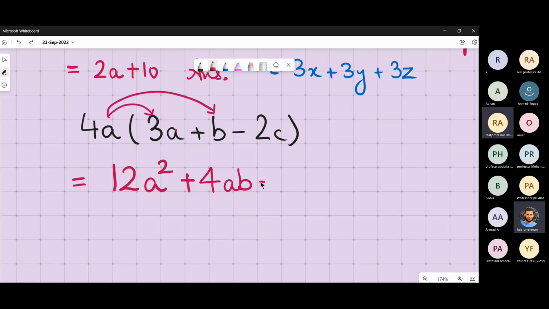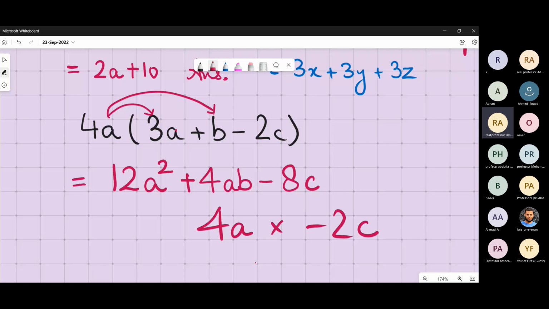Minus 8ac. Exactly. How minus 8ac? Because you are multiplying 4a and minus 2c. Minus 2. Okay, so 4 times 2 will give you 8. A times c will give you ac. And plus and minus will give you? Minus. Clear? If this concept is clear.